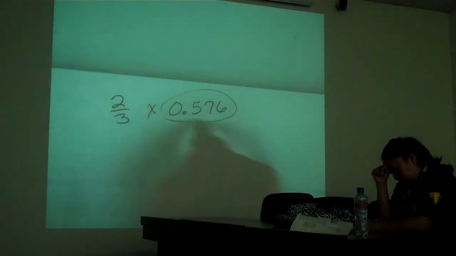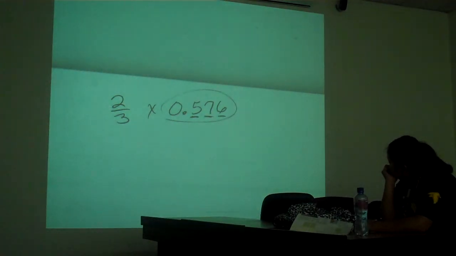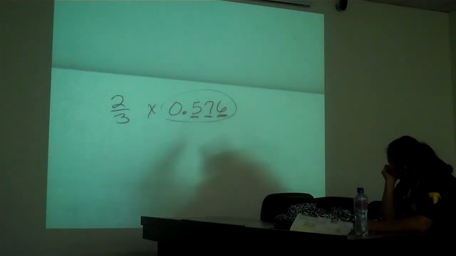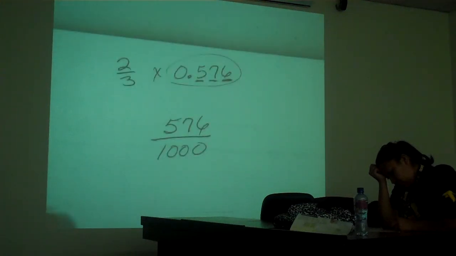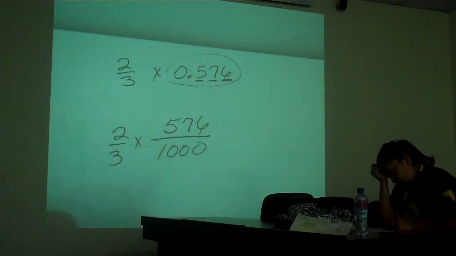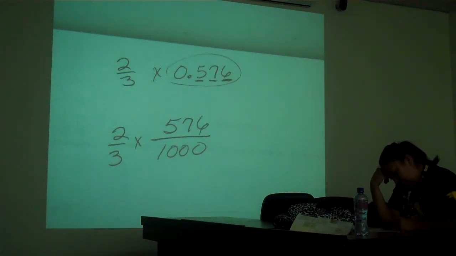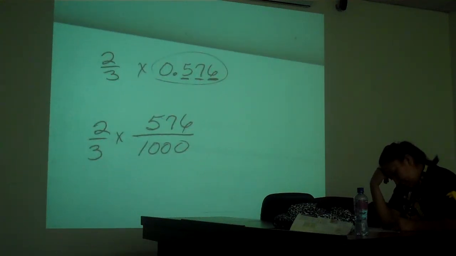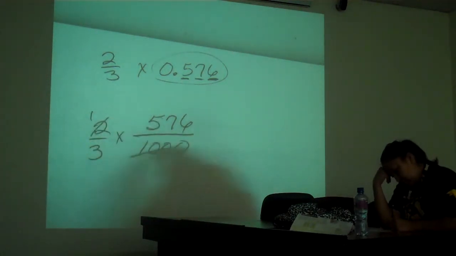This is tenths, hundredths, thousandths. If your last number is in the thousandths, you put 576 thousandths. Does that make sense? So now you have 2/3 times 576 1,000ths. If you can do any division before you do all that multiplication, you're better off. The 2 will divide into 1,000, right? Let's do that. Divide by 2, divide by 2.